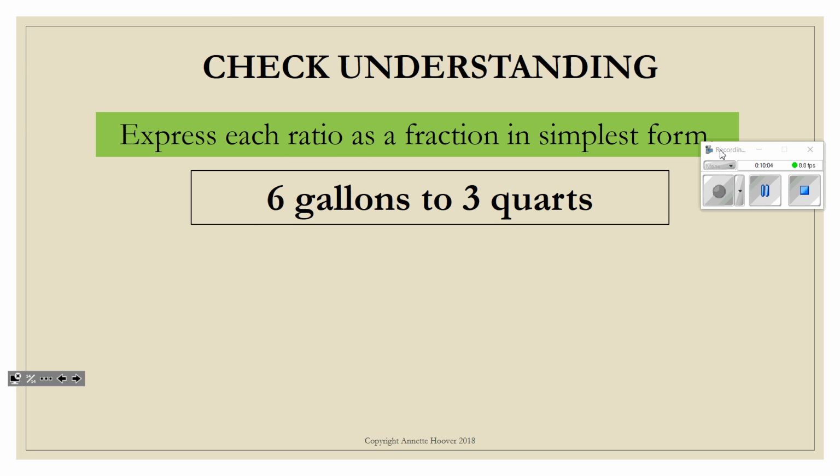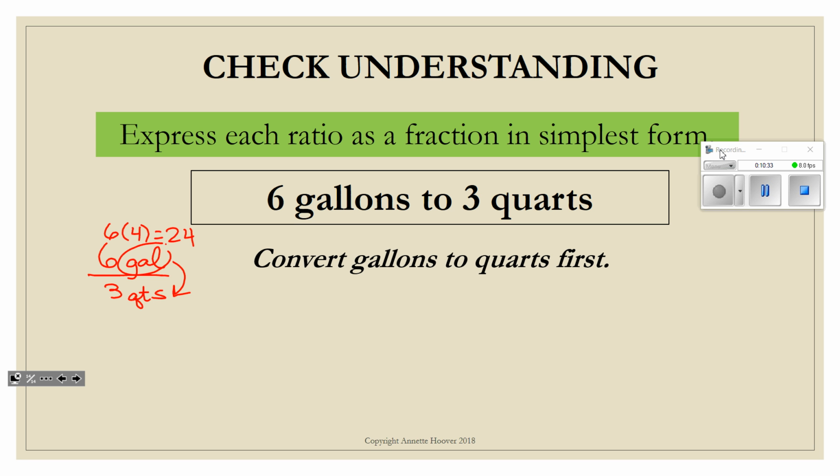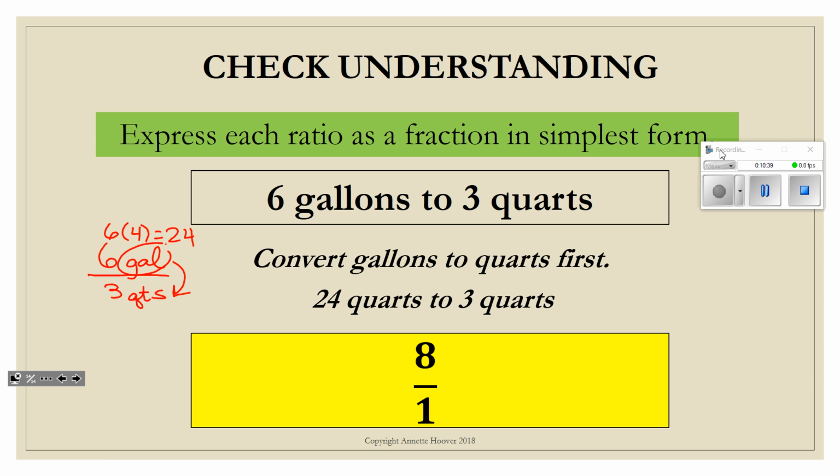6 gallons to 3 quarts. This time, the larger measurement is on the top. All of the rest of them have been written with the largest measurement on the bottom, but gallons is larger than quarts. We still have to convert the larger to the smaller. So how many quarts are in a gallon? There are 4 quarts in a gallon, so we have to take our 6 gallons and multiply times 4, which is 24. So that makes our new ratio 24 to 3. And when we simplify that, they're both divisible by 3, it would be 8 to 1.